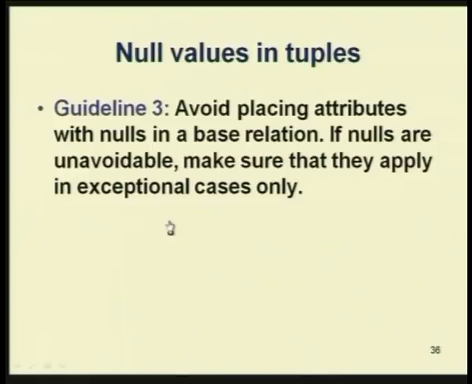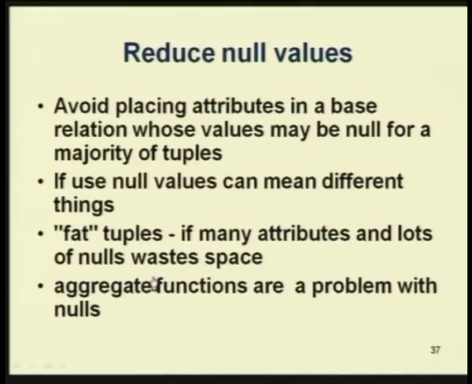So, guideline 3 is to do with this. Avoid placing attributes with null in a base relation. If nulls are unavoidable, make sure they apply only to exceptional cases. So, as far as possible. If you use null values, it can mean different things. If there are many attributes and lots of nulls, it means wastage of space obviously, and as I already described, aggregate functions have a problem. So, avoid that. Sometimes you cannot avoid it, but as far as possible you avoid it.